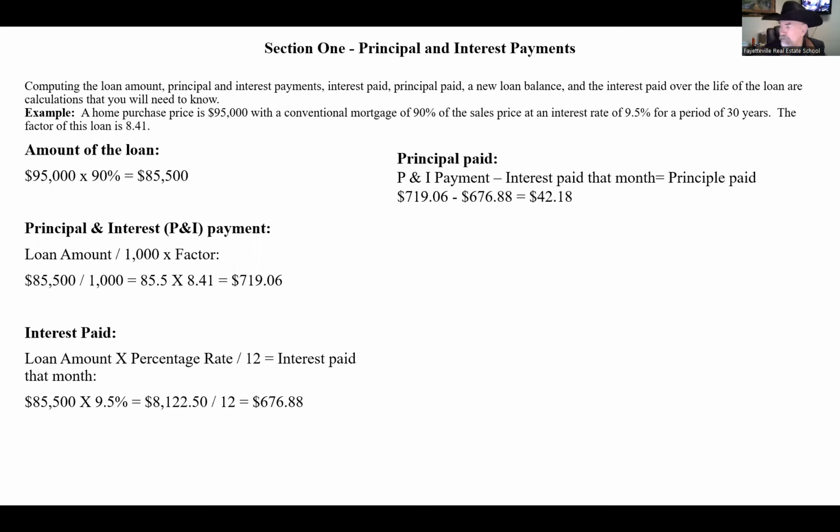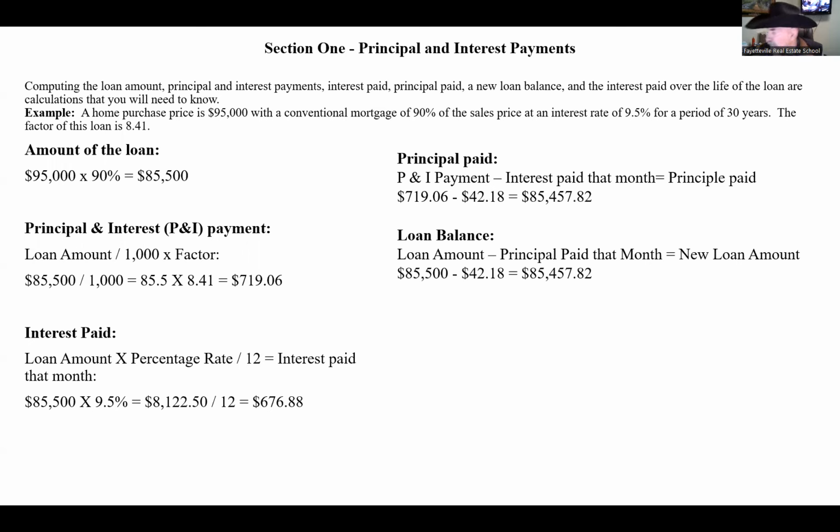All right, $719.06 minus the $676.88 will equal a principal payment towards the loan balance of $42.18. Now we need to calculate what is the current loan balance after this payment. We just take the current loan balance, which is $85,500, subtract the principal paid of $42.18, and this is the formula right here. And then here's our new loan balance, $85,457.82. That is the new loan balance as of the first day of the second month, because you made your first payment.